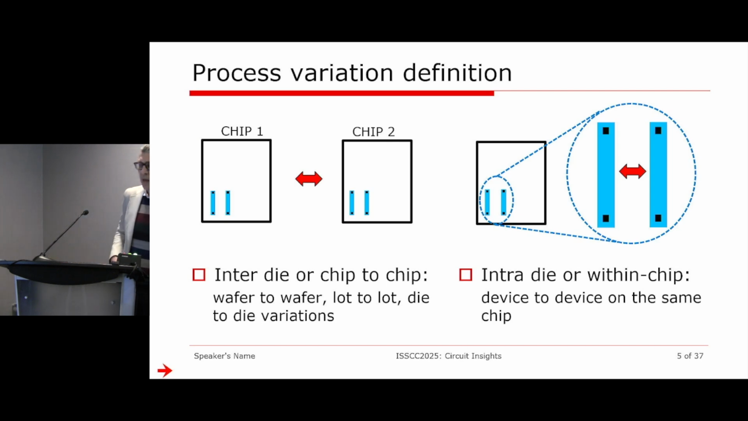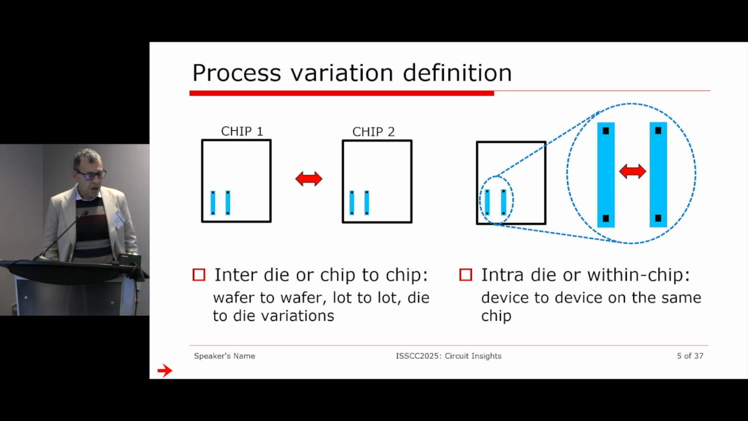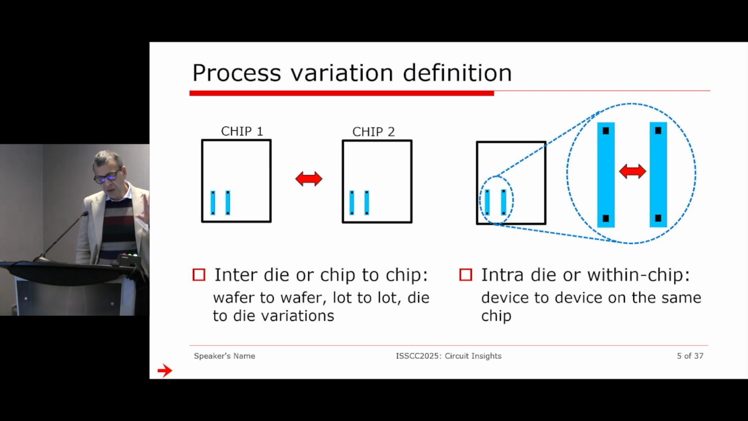Okay, so let's start with some definition. We can really group the process variation in two types. The first one is inter-die or chip-to-chip variation. And this basically refers to all the variation which are common for devices on the same die. And then we have a second group of variation, and this basically is about the variation that you observe for devices which are sitting on the same chip.